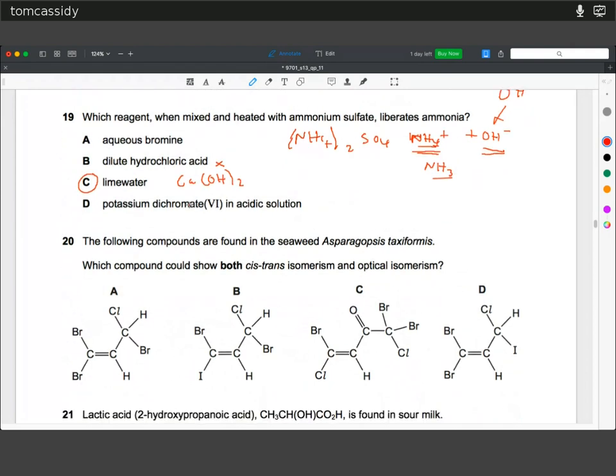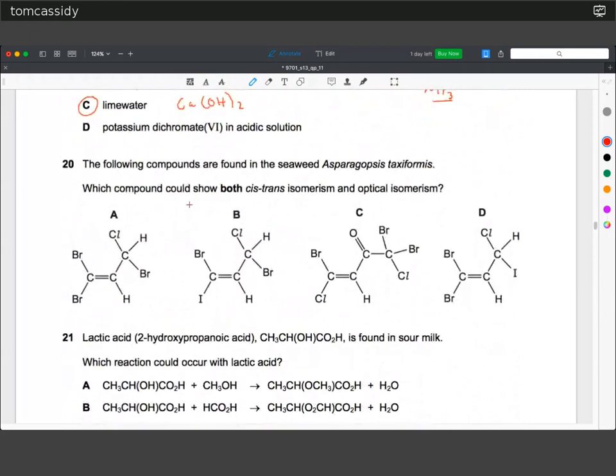Okay, next one, question 20. So I'm giving you a chemical that you've not come across before, but you need to know about cis-trans isomerism and optical isomerism. Now, the cis-trans isomerism is all related to the inability of compounds like this to rotate around a double bond. You can't spin these ends. You can't rotate around the double bond.